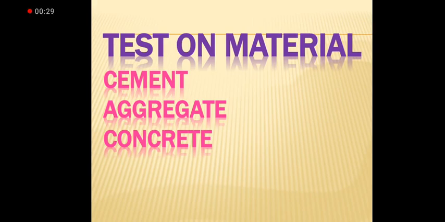First of all, we are going to perform the material test. What are the materials used? Cement, fine aggregate, coarse aggregate. As well as we have to study about concrete tests. Concrete tests are done in both stages, hardened concrete as well as fresh concrete.